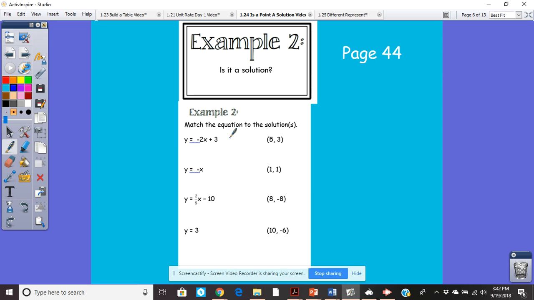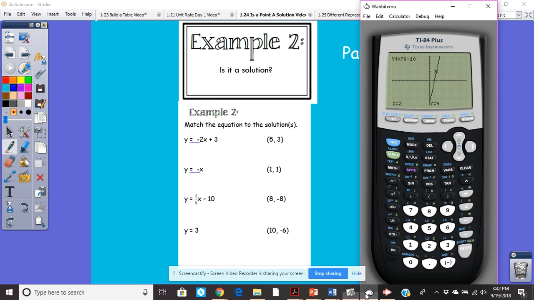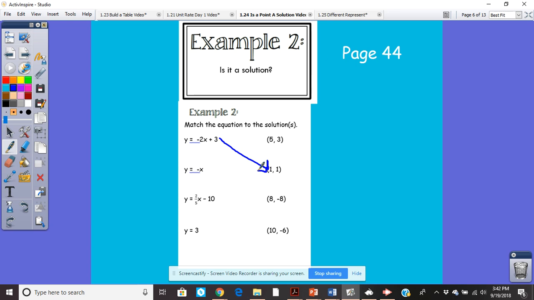And then example 2 says match the equation to the solutions. So again, we can enter these equations. So I've got -2x plus 3. And the other way that I could do this is I could go to the table and look up the x's. So first I'm going to look up where x is 5. Well, when x is 5, y is -7. So I know this first one's not the right solution. But if I go up here to where x is 1, I see that y is also 1. So these two would match up.